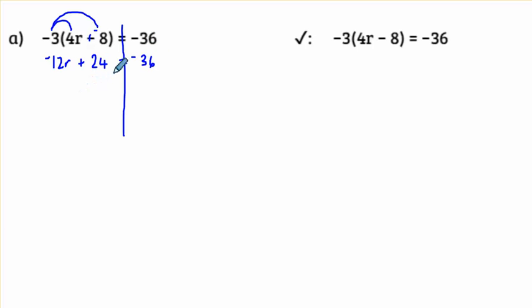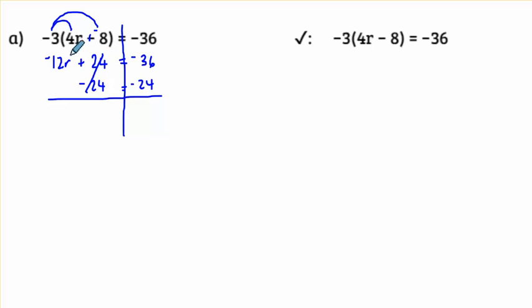Okay, so I'm looking over here on this side because this is the side with a variable, and I know that I want to get rid of these two numbers. I need to get rid of negative 12 and the 24. We always get rid of the constant first. So how do we get rid of plus 24? We subtract 24. So I'm going to subtract 24 on both sides.